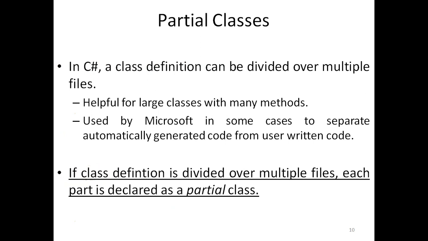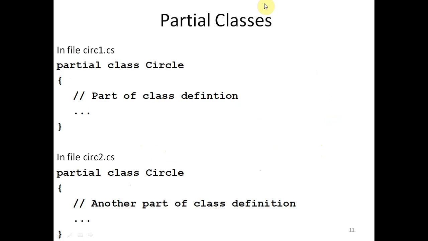So in C#, a class definition can be divided over multiple files. We can divide the class into multiple files, but this is not possible in other languages. C# is a very flexible language, so it is possible in C#. It is helpful for large classes with many methods, and is used by Microsoft in some cases to separate automatically generated code from user-written code. So this way we can divide long classes into two parts with the help of the partial keyword.